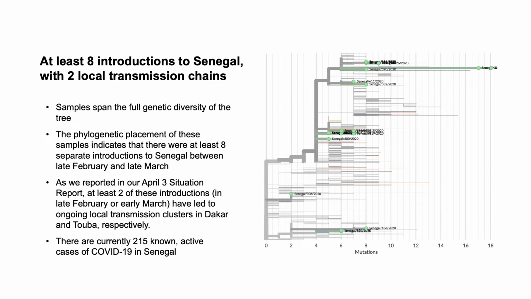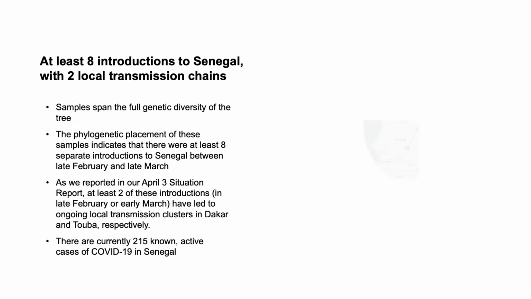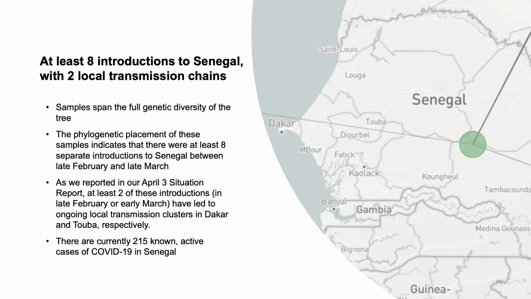Similar to the patterns found in the DRC, here we see samples from Senegal spanning the full genetic diversity of the tree. The phylogenetic placement of these samples indicates that there were at least 8 separate introductions to Senegal between late February and late March. As we reported in our April 3rd situation report, at least 2 of these introductions in late February or early March have led to ongoing local transmission clusters in Dakar and Touba. There are currently 215 known active cases of COVID-19 there.